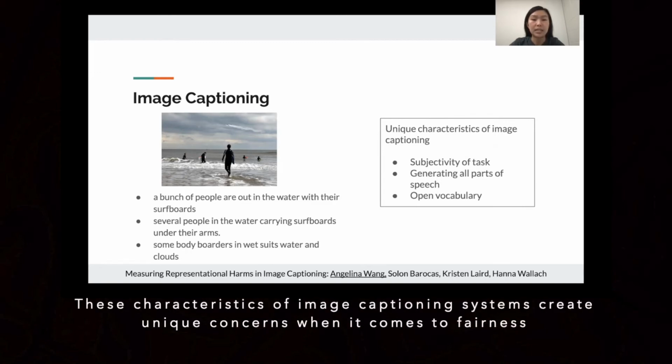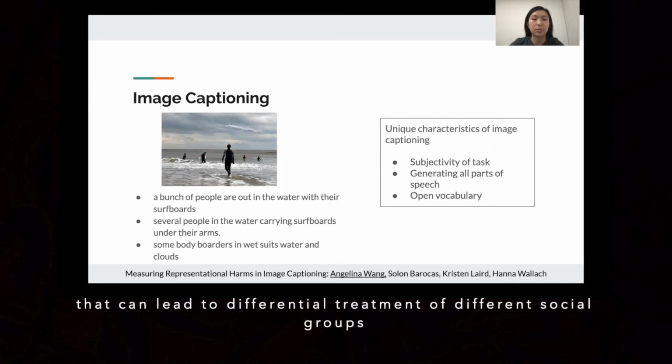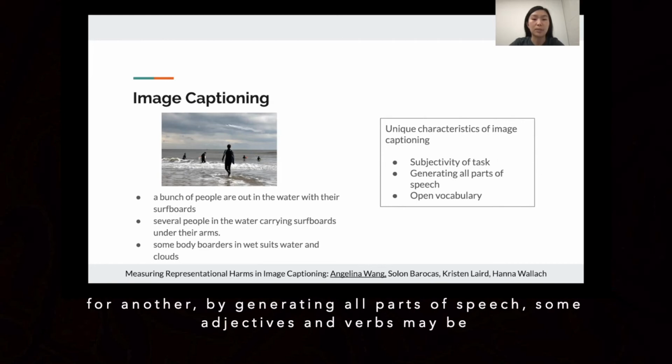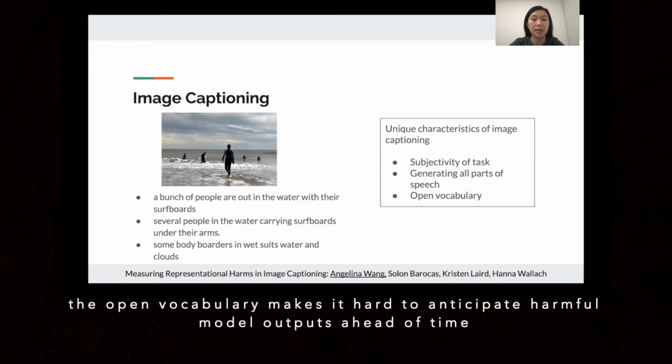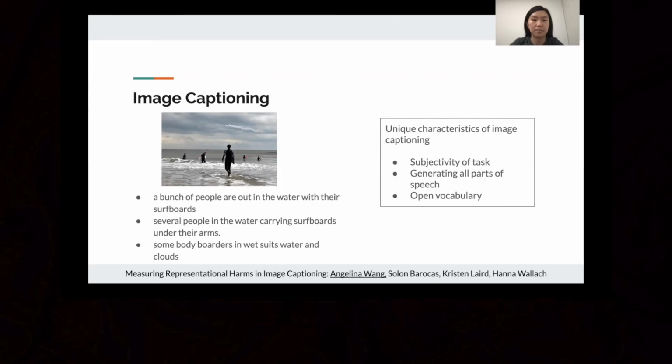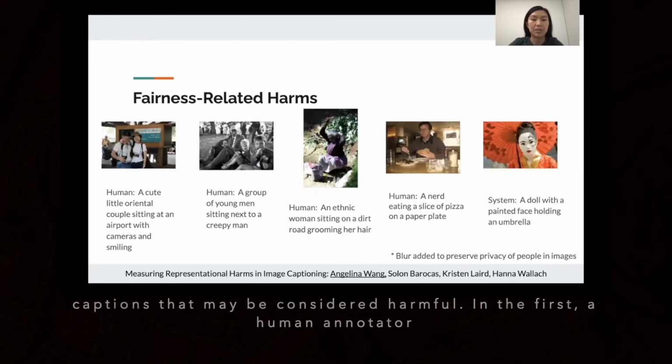These characteristics of image captioning systems create unique concerns when it comes to fairness. First, the subjectivity of the task leaves open room for interpretation that can lead to differential treatment of different social groups. For another, by generating all parts of speech, some adjectives and verbs may be systematically associated with some social groups, but not others. And of course, the open vocabulary makes it hard to anticipate harmful model outputs ahead of time.